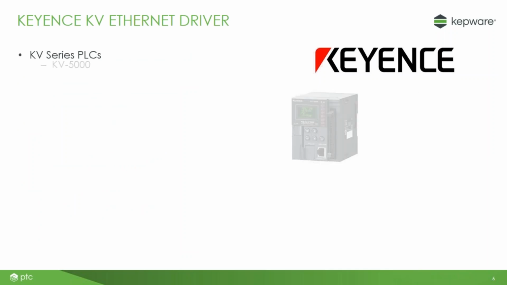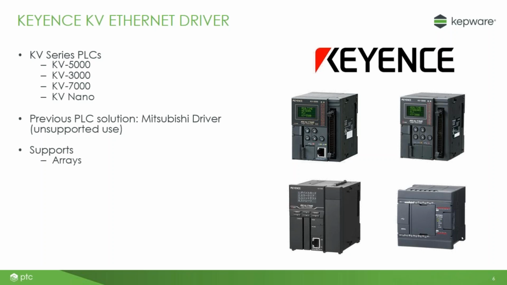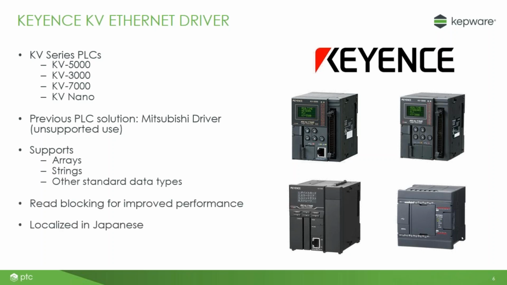So Keyence KV supports the KV series PLCs, which includes 5,000, 3,000, 7,000, and the Nano. Previously, you could use our Mitsubishi driver to connect to the Keyence KV series, but that was unsupported. So now we just officially support it, and we have plenty of support for the different data types in those PLCs. We have read blocking, which is a common feature for many of our drivers for getting high throughput, and it is localized in the Japanese language. So when you install the software for Keyence, you do have the option to switch over to the Japanese language for that. And it's part of our manufacturing suite, which is one of our most popular suites that features all of our standard drivers.